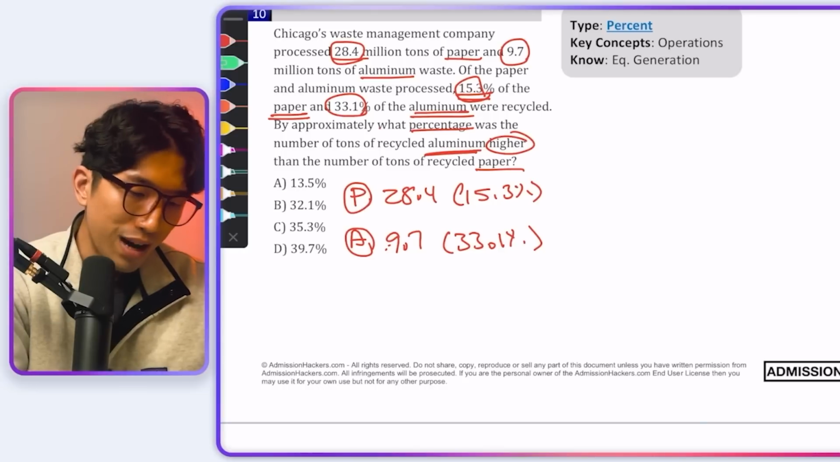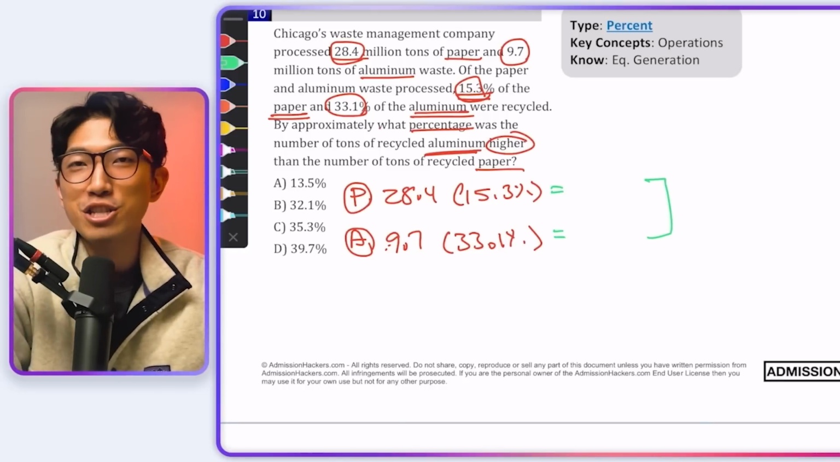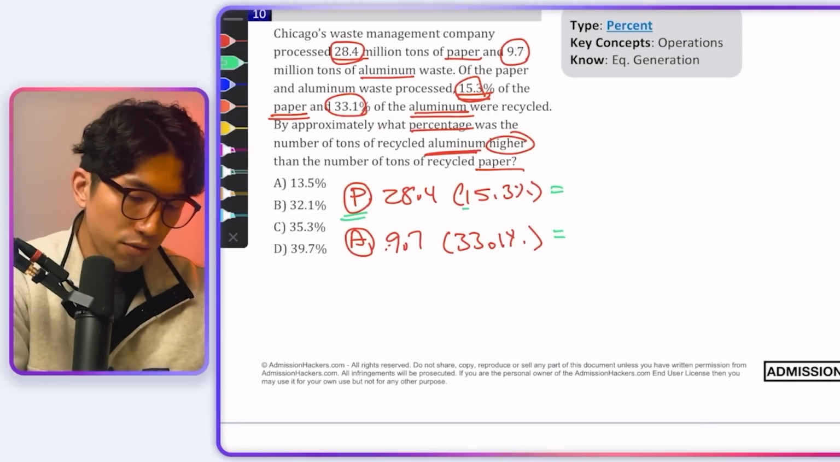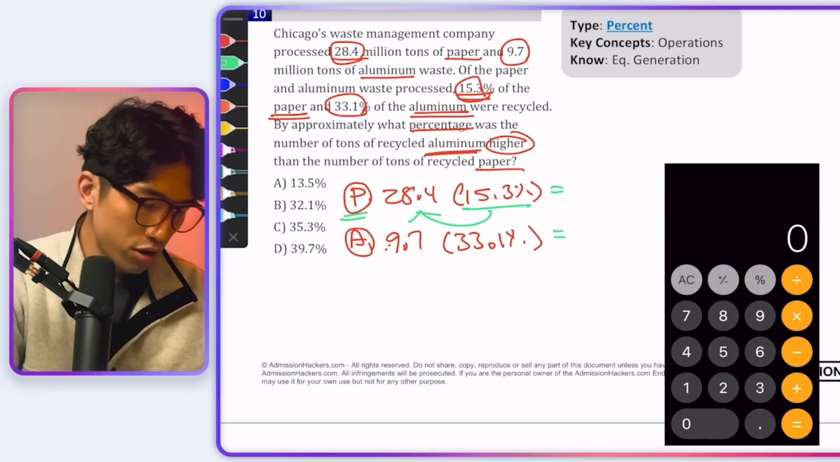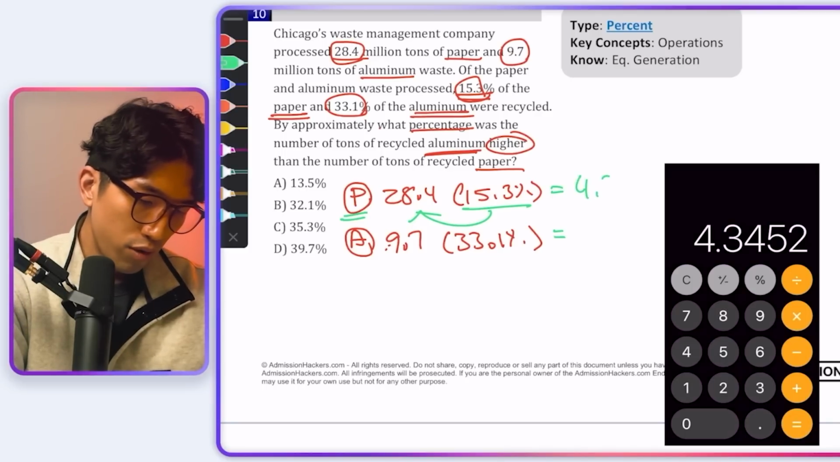And now we have to find out what the amount is so that we can compare them and see what percentage higher it was. So how are we going to do that? For paper, we recycled 15.3% of that. So we can find out by multiplying the decimal version, 28.4 times 0.153. The amount is going to be 4.3452.